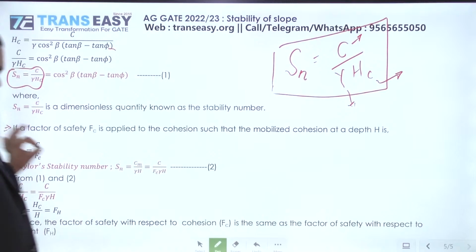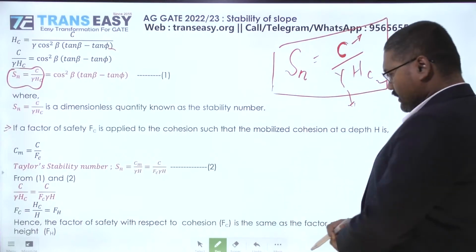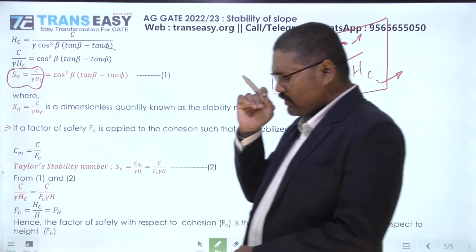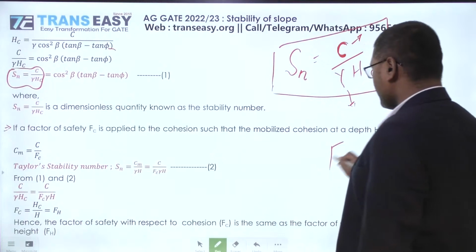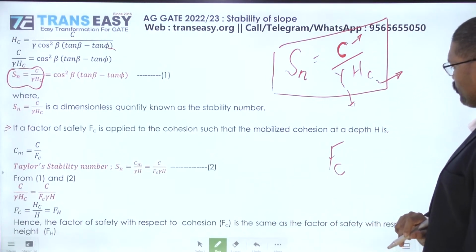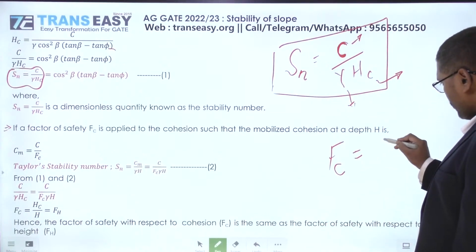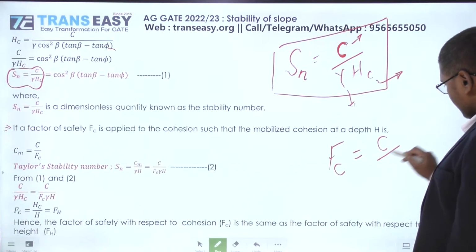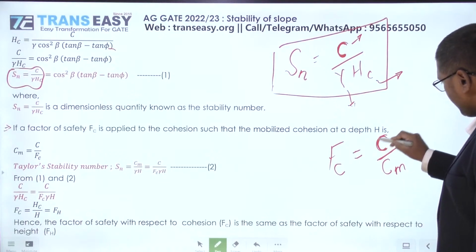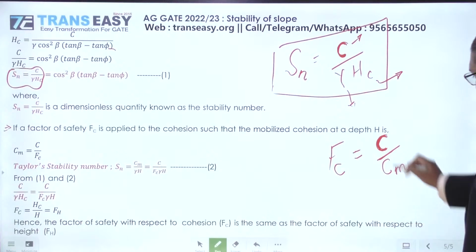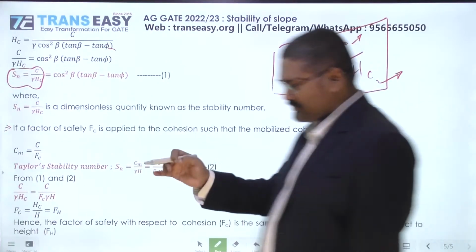Now, friends, if we provide a factor of safety to cohesion, this is cohesive strength. It means the factor of safety with respect to cohesion. So cohesion को factor of safety देने जा रहे हैं, cohesive strength को. So this is written like this. This is the actual cohesive strength of the soil, and we are considering cohesive strength is less than actual. So it means we are providing factor of safety to cohesive strength.